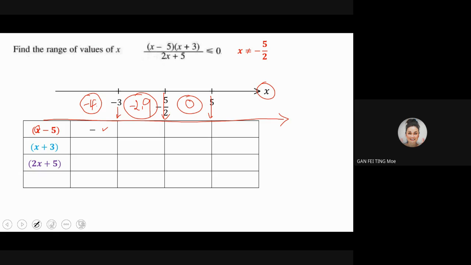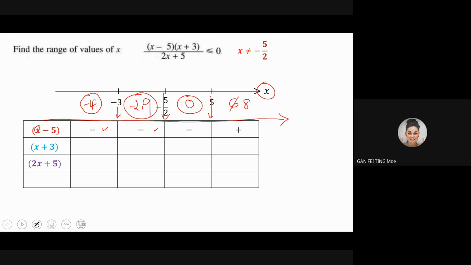Do you follow me? Then for the second box, I replace the x with -2.9. So -2.9 minus 5, I get -7.9. Again, it is a negative sign. Then I place the value of x as 0. 0 minus 5, again, it is negative. Then you choose one value after 5, let's say maybe 6, or if you don't want 6, you may take 8. 8 minus 5, I get positive.